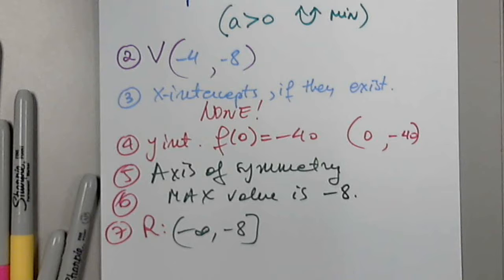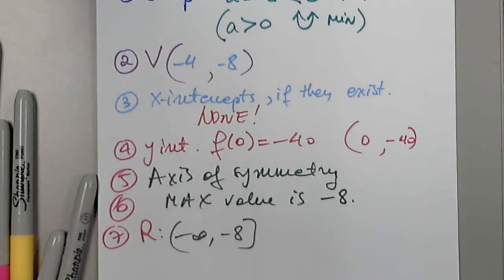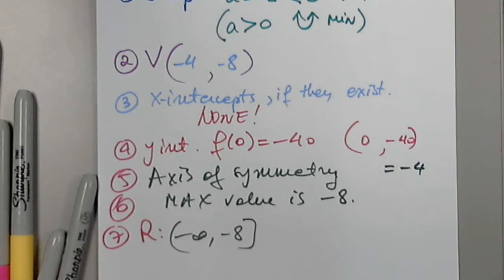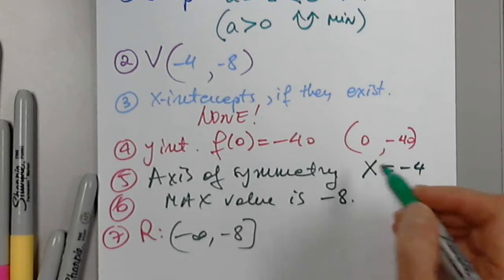And what is the axis of symmetry? Remember, the axis of symmetry is the vertical line passing through the vertex. What is the vertical line passing through this vertex? Negative 4. Yes, but I have to write it as an equation. X equals negative 4. Very good.